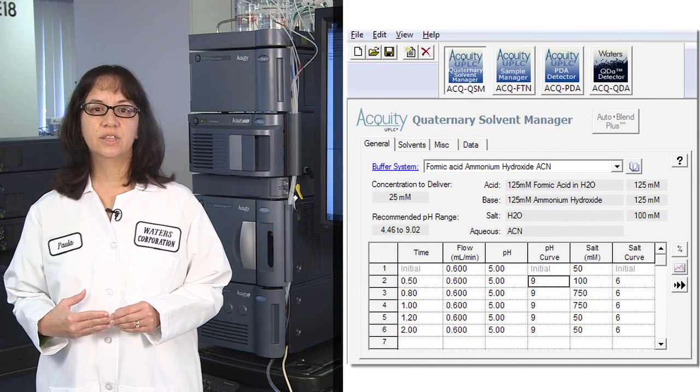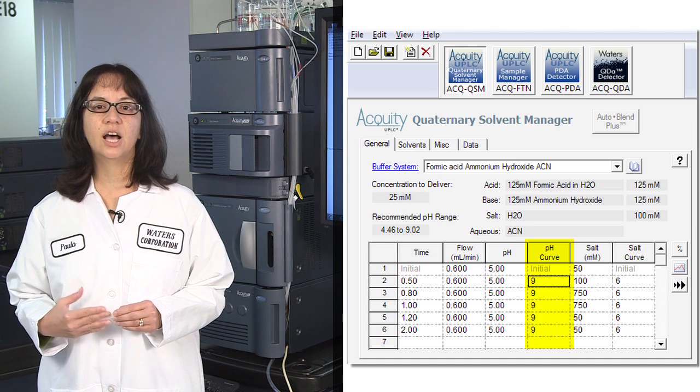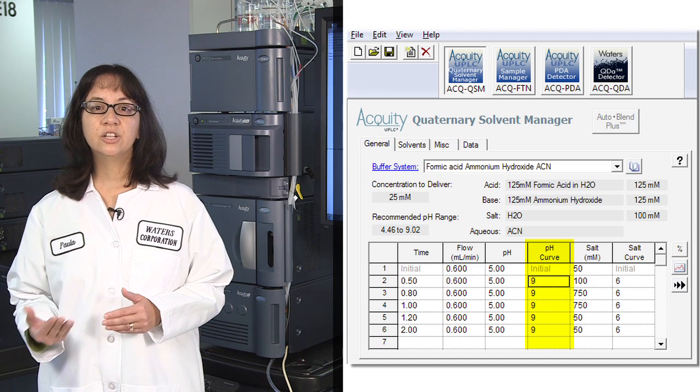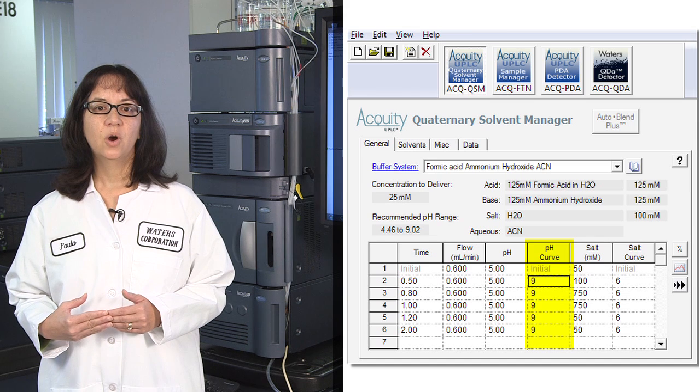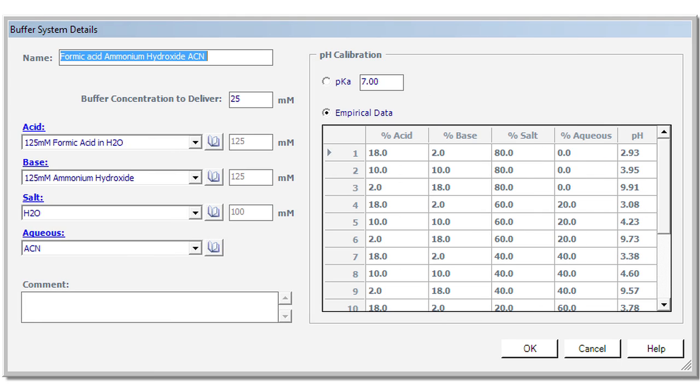The software algorithm calculates how to deliver the required pH based on the definition of a buffer system. That can include the pKa for the selected buffer, or it can be based on an empirical table. The empirical table essentially calibrates the AutoBlend Plus with any pair of buffer components that is useful for the separation. Currently, we are using this flexibility to create buffer systems and mixtures of buffers that cover wide pH ranges and that are compatible with a variety of detection systems.